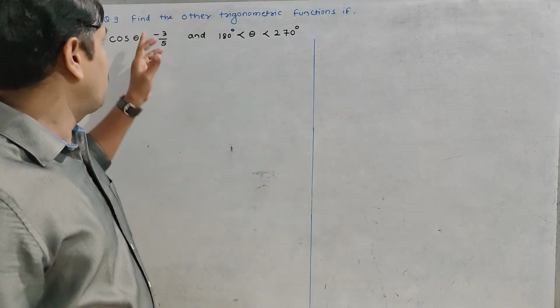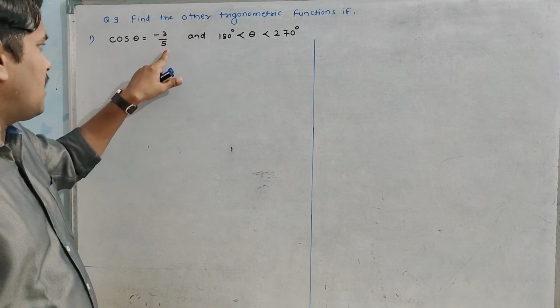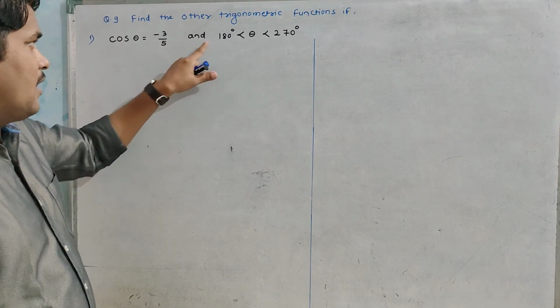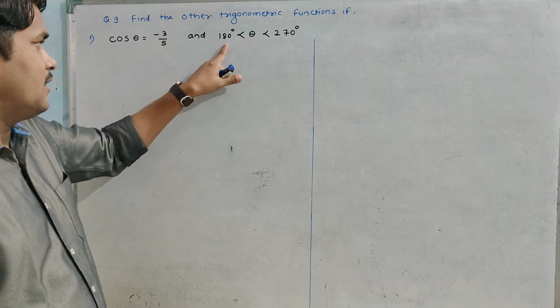So the question is what, find the other trigonometric functions if cos theta is minus 3 by 5 and theta is less than 270 degree but greater than 180 degree.